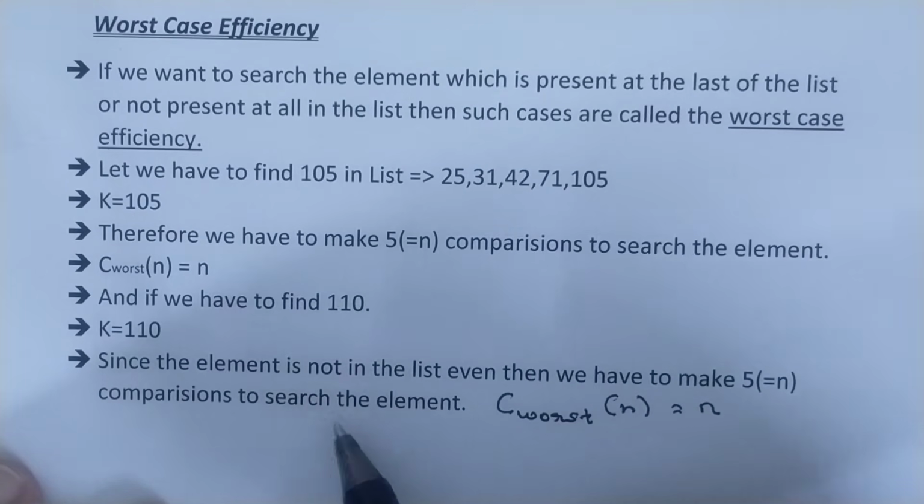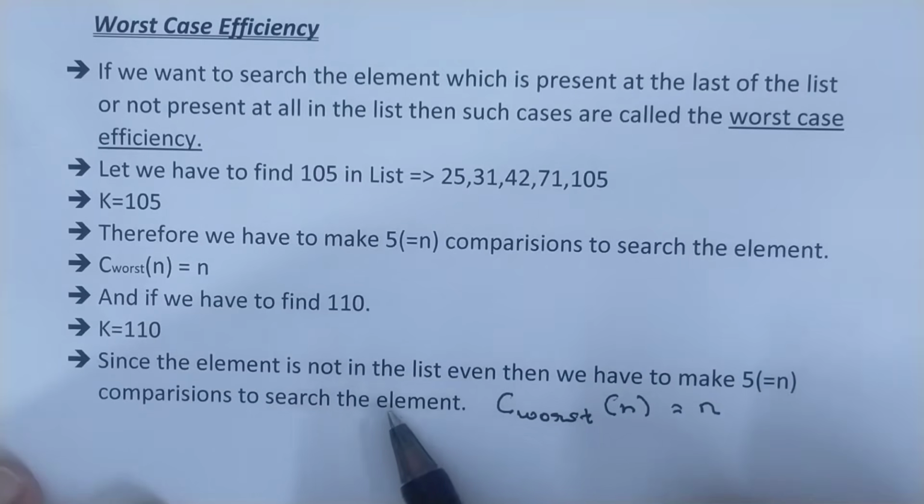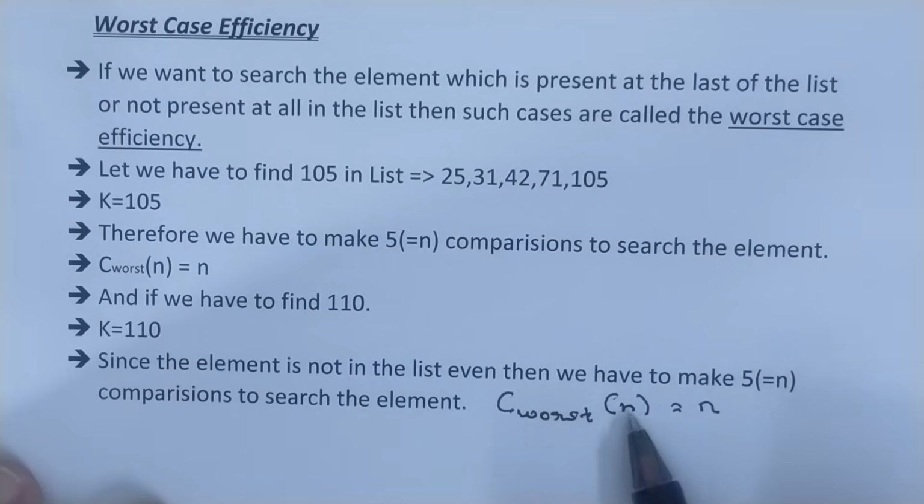Now suppose in the same list we have to find 110. Since the element is not present in the list, even then we have to make 5 comparisons to search the element. So we can say that C worst of n is equal to n, which is equal to 5.